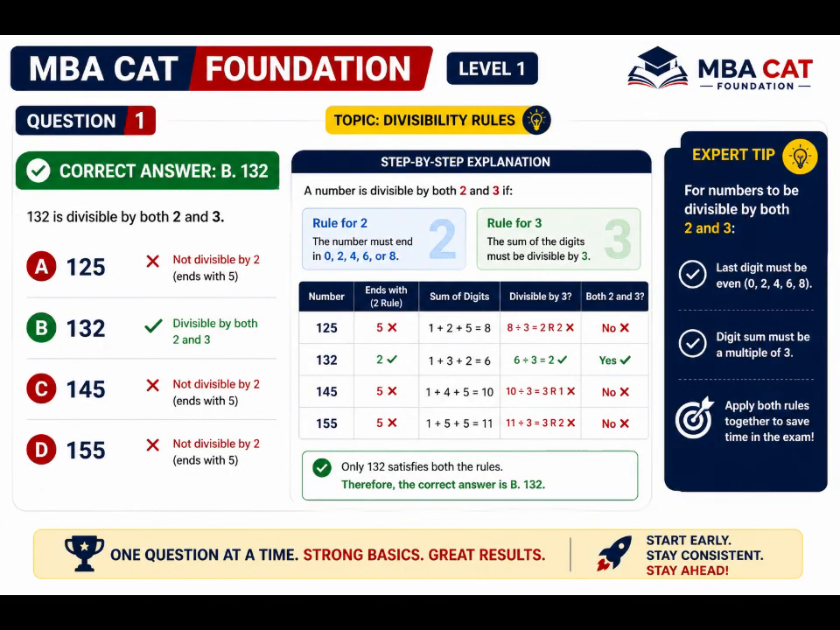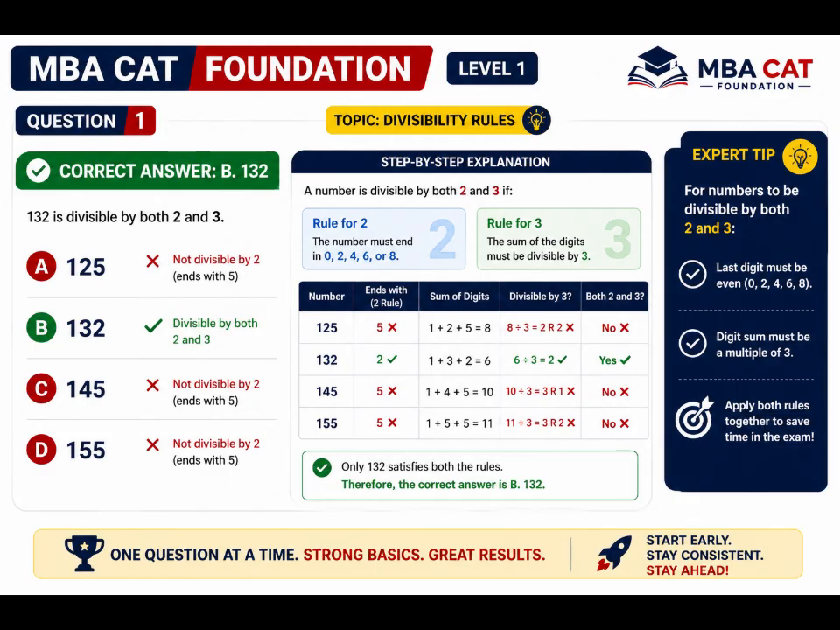Let's check the correct answer together. The correct answer is option B, 132. To determine whether a number is divisible by both 2 and 3, we need to apply 2 simple divisibility rules. Step 1. Check divisibility by 2. A number is divisible by 2 if its last digit is 0, 2, 4, 6, or 8. 125 ends with 5, so it is not divisible by 2. 132 ends with 2, so it passes the first test. 145 ends with 5, so it fails. 155 also ends with 5, so it fails. At this stage, only 132 remains.